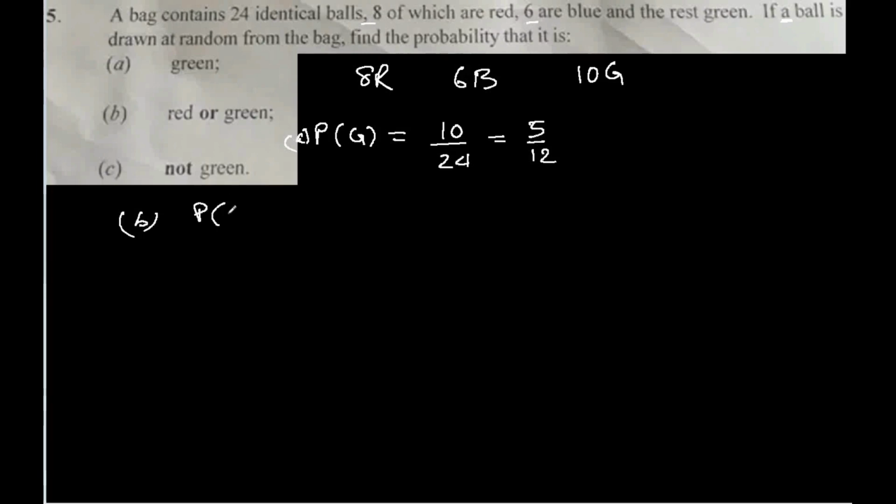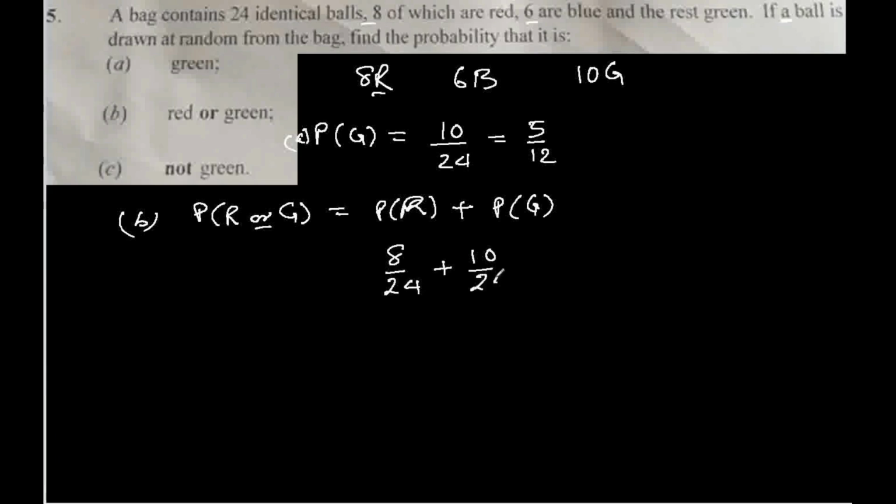So probability of red or green is same as probability of red plus probability of green, because there is an or in between. In this, the probability of red is 8 out of 24. Green is 10 out of 24. I'm not using the simplified form, so it will be 18 out of 24. So this is 6 times 3, 18, 6 times 4, 3/4.